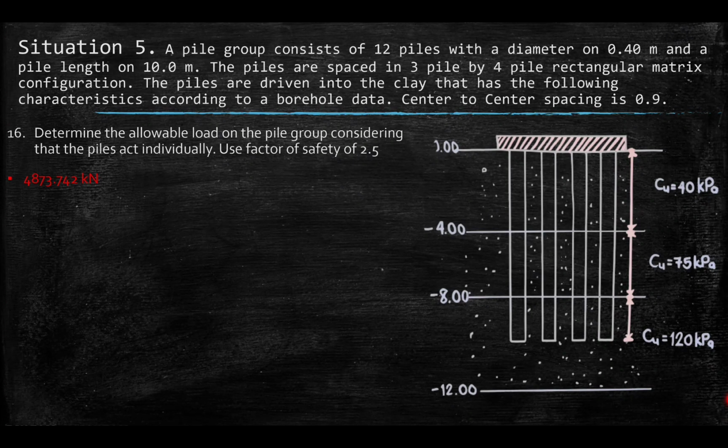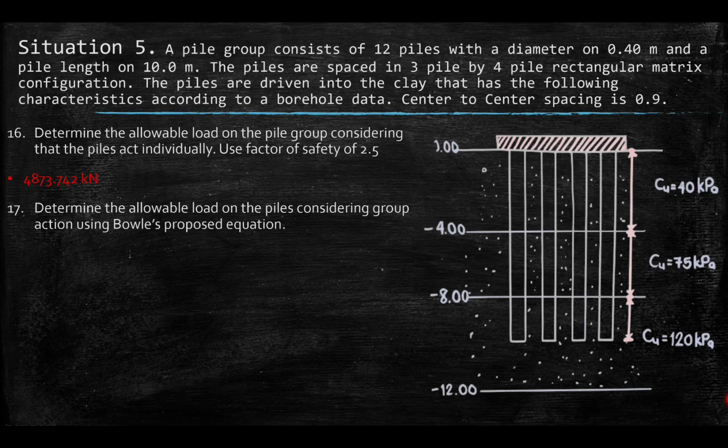For our next question naman, we have: determine the allowable load of the piles considering group action using Bowles proposed equation. May binigay naman ako na formula kanina for Bowles proposed equation. Kayo na bahala kung paano nyo i-memorize. The efficiency is N plus M minus 2 times S plus 4D, over 5DN.